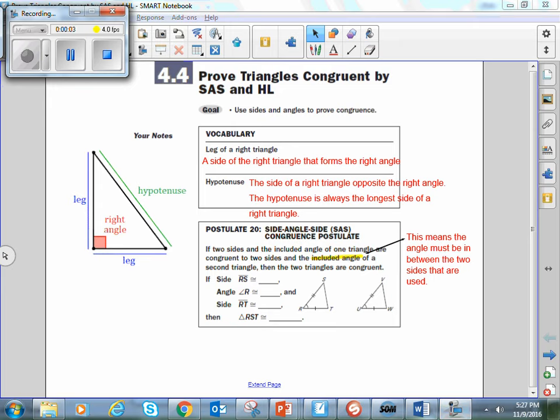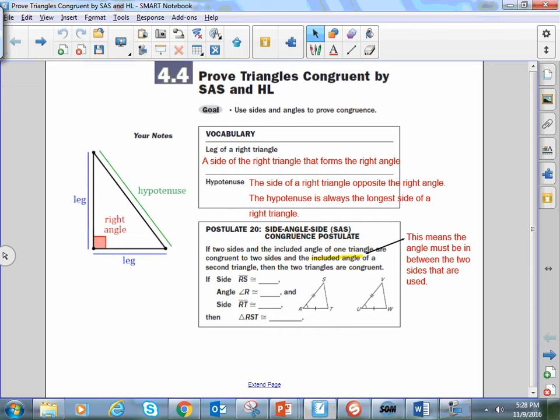Hey everybody, Mr. Piercy here, and we're going to be continuing our look at how to prove triangles congruent using a shortcut method, meaning we don't have to show every single little thing from figure to figure congruent. The specific thing we're looking at here is a shortcut approach called the side-angle-side approach. We write that out as side angle side, where the way it's written, the angle literally must be in between the two sides.